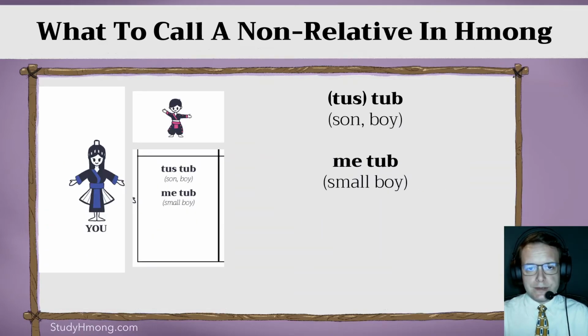Now, let's assume that you, the speaker, are a woman. What are the phrases that you would use? Well, if you met a young boy, the phrases are more or less the same. So you could say tu tu. You could say without the classifier, just tu. Or you could say me tu, and that's boy, small boy, or son.